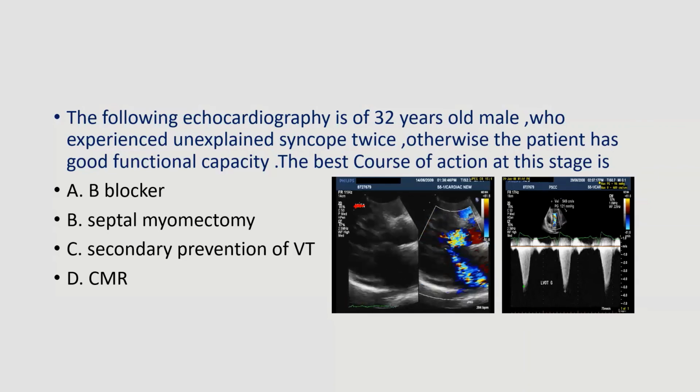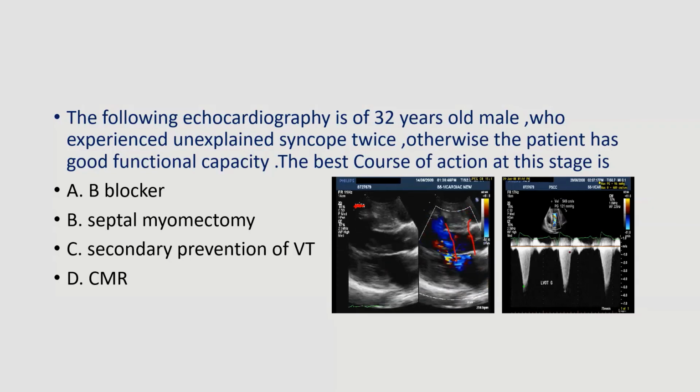Yes, the flow acceleration. If this is the aortic valve, where is the flow acceleration? Turbulence is in the LVOT. That means I have LVOT obstruction, and the Doppler has confirmed that by showing the dagger shape with a high gradient. So I have a dynamic obstruction. So this patient has HOCM, hypertrophic obstructive cardiomyopathy.